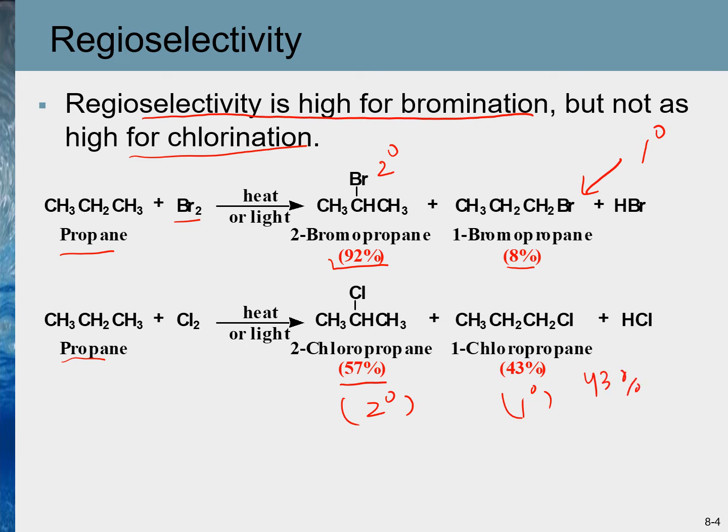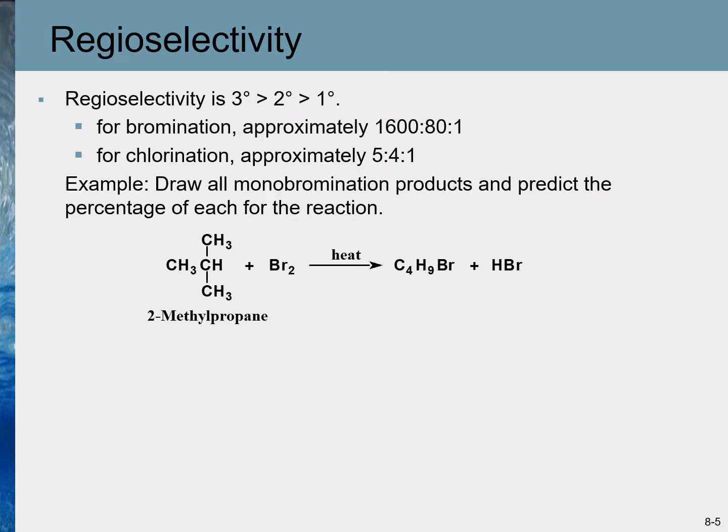There is a slight preference for the secondary product, but not as high as bromination. The regioselectivity of halogenation reactions follows this order, according to which the tertiary product is preferred over the secondary and secondary is preferred over the primary. For bromination reaction, the ratio between tertiary, secondary, and primary is 1600:80:1. So what does that mean?